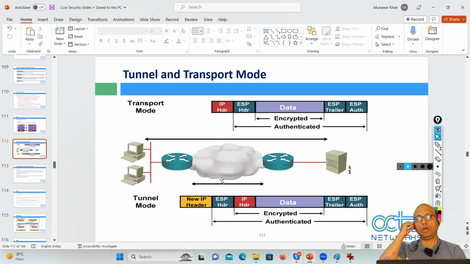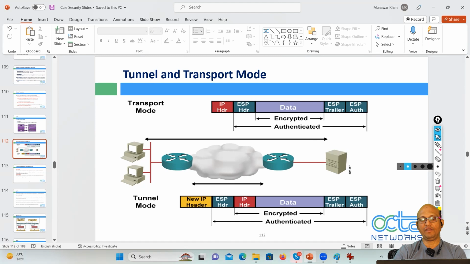You want to safeguard only your data. You don't want to protect your headers. Because in some cases, there are requirements that you have to send your original IP addresses as source and destination. So in that case, you can go for transport mode, but by default, it is tunnel mode. So I hope you understood the difference between tunnel mode and transport mode.